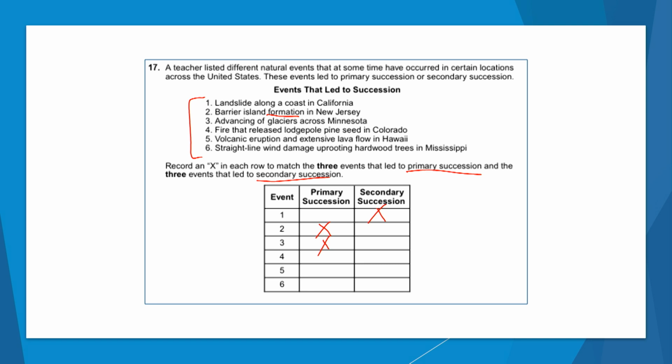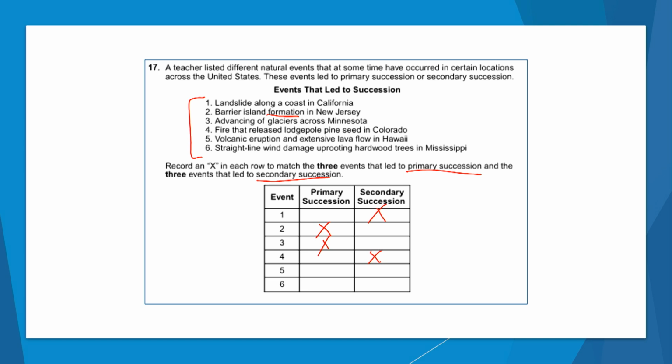Fire that released lodgepole pine seed in Colorado. So a fire that destroyed some of these trees, well, that's a great example of secondary succession, okay? Because we're not starting from scratch. We still have our soil. We're just having to start the whole succession process over again. All right, just 2 more on this one.